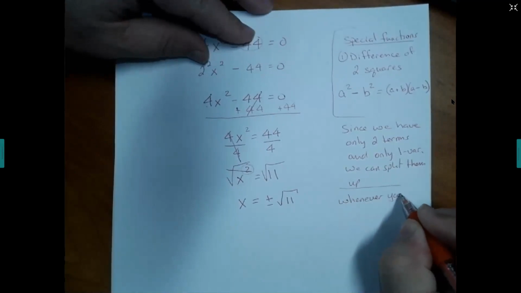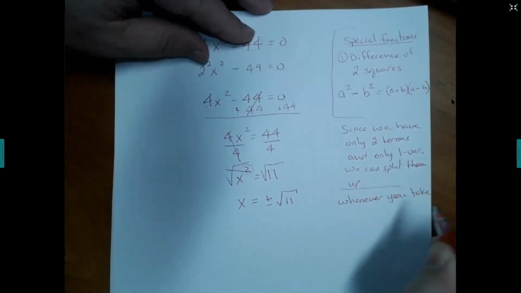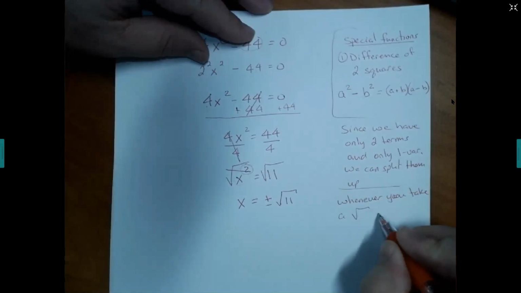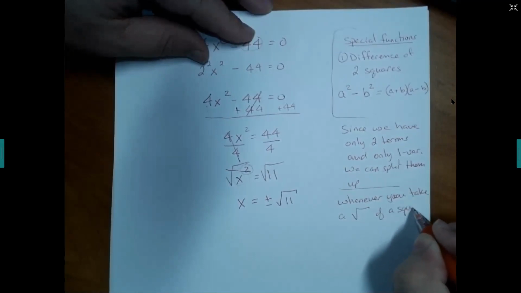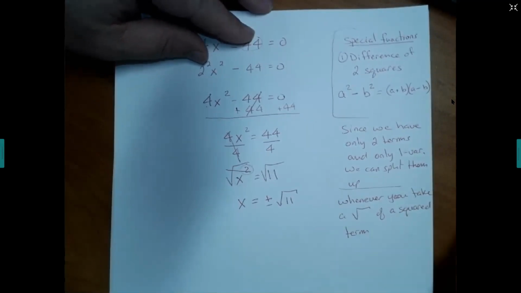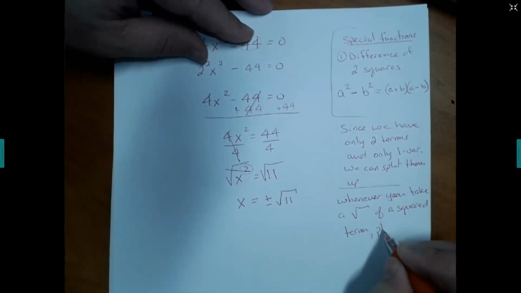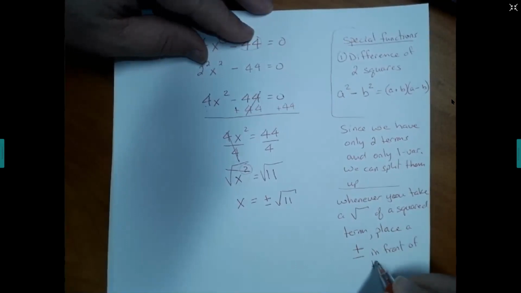Whenever you take a square root of a squared term, place a plus minus in front of the answer.